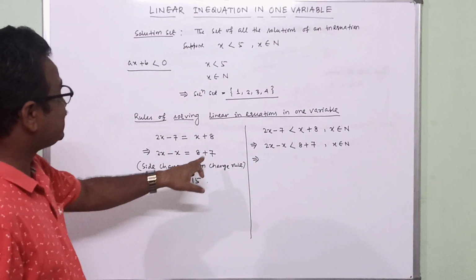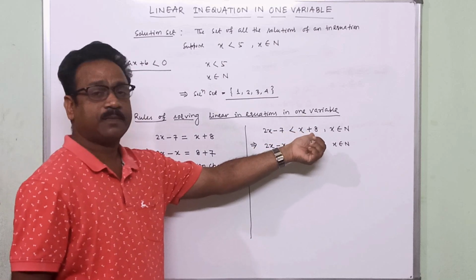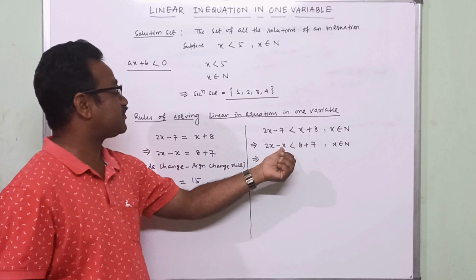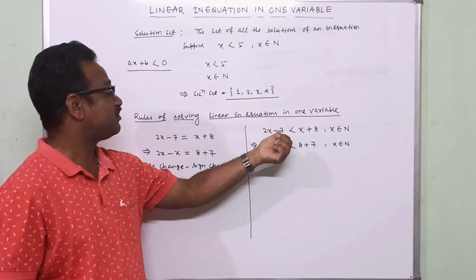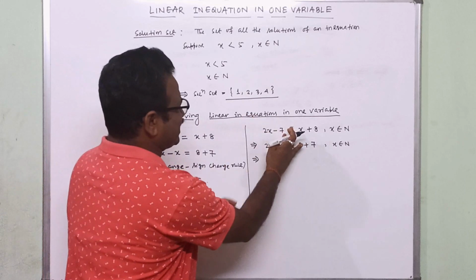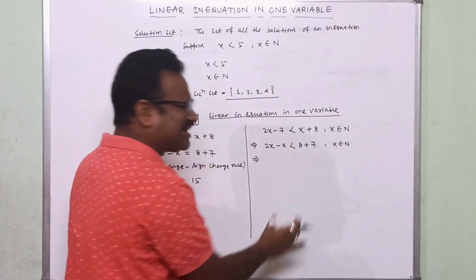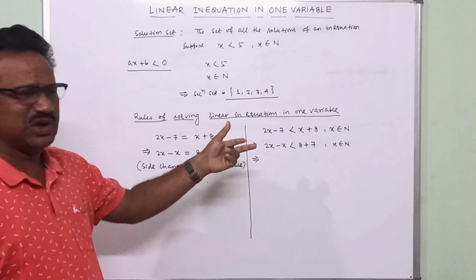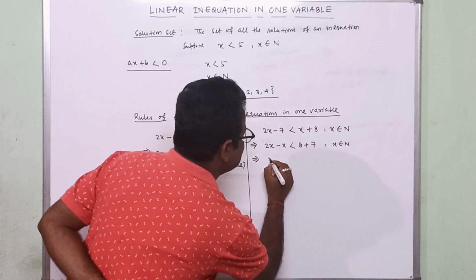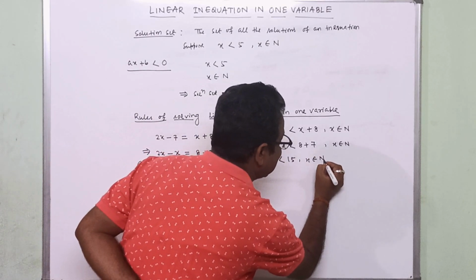Same sign change rule. x comes to the left side and becomes minus x. Minus 7 goes to the right side and becomes plus 7. We can add 7 here and add 7 here, subtract x here and subtract x here, but that is the lengthy method. We will not adopt this one. Directly we will use the sign change rule. So that becomes x less than 15, comma x element of N.